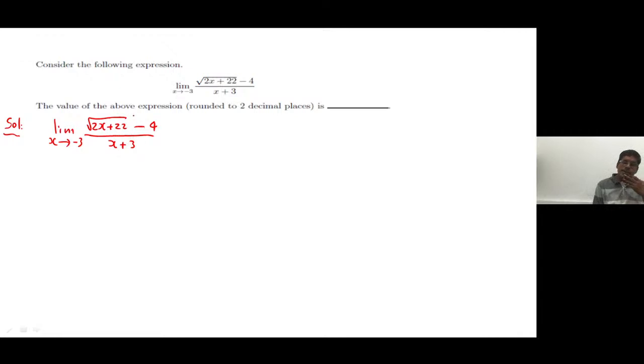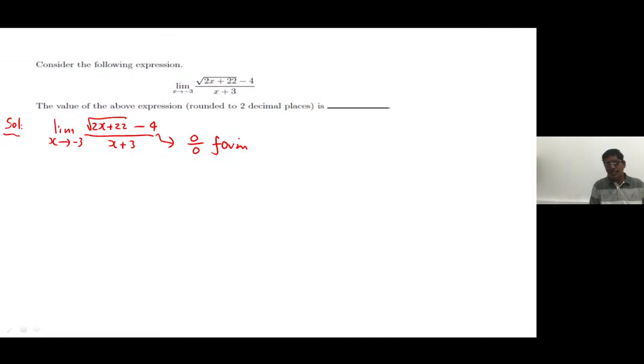It is not a standard limits formula. So, what is the procedure? First step, direct substitution. That is, x tends to minus 3 means put x equal to minus 3. So, 2 into minus 3 is minus 6, minus 6 plus 22 is 16, square root of 16 is 4, 4 minus 4 is 0. So, the numerator simplifies to 0. Denominator, minus 3 plus 3, also simplifies to 0. So, this fraction becomes the 0 by 0 form, the first indeterminate form.